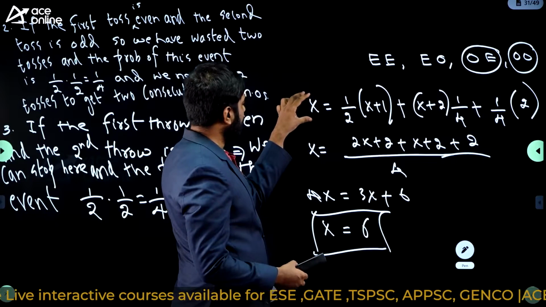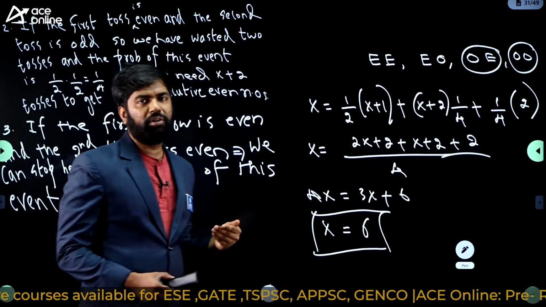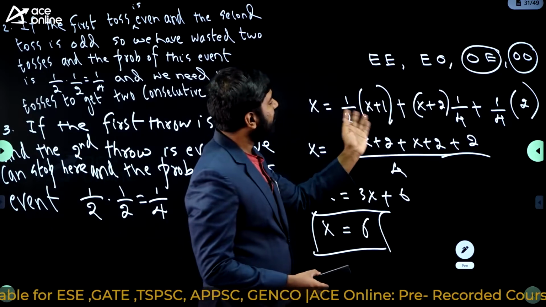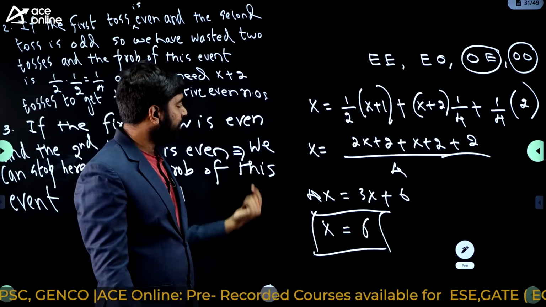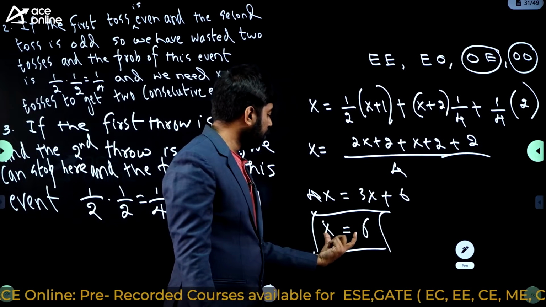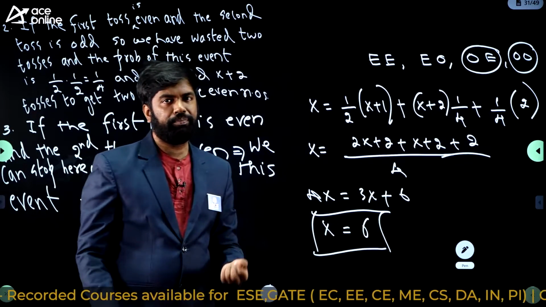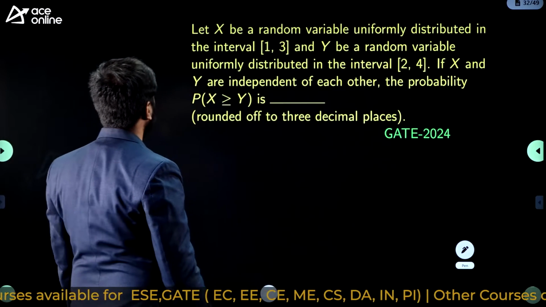Here this represents the expected number of tosses, and the right side also represents the average number of tosses. So, that is why I have equated. Through this equation solving I got the value of x. So, let us see the next question.